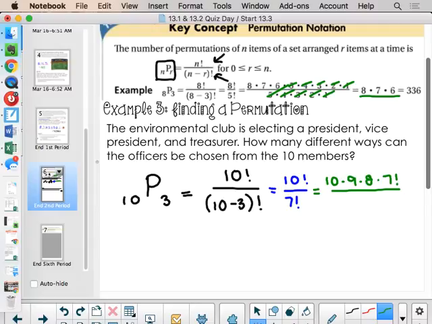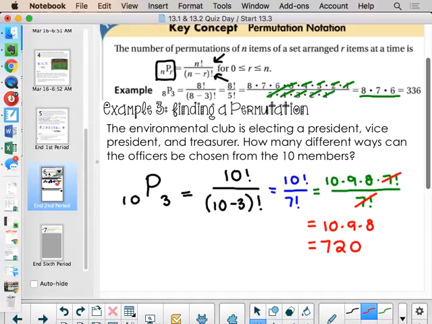Well, because it's on the bottom, right? Because it's right there, you can just get rid of it. So I can just cancel them out. And then what am I left with? 10 times 9 times 8, which is simply 720.